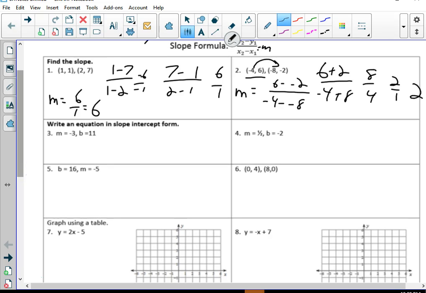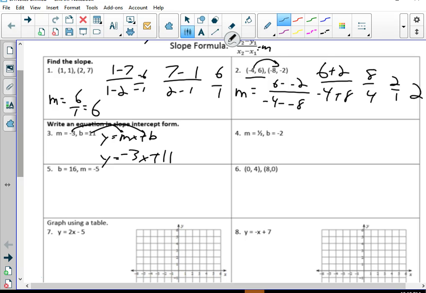Now, writing in slope-intercept form. This is the easiest right here because I gave you M and I gave you B. All you're doing is popping them in. If it helps, write the formula again real quick. And then you're substituting in. The negative 3 is going to go here, and the 11 is going to go there. Done. That's it. You're just dropping them in there. M is negative 3, B is 11.